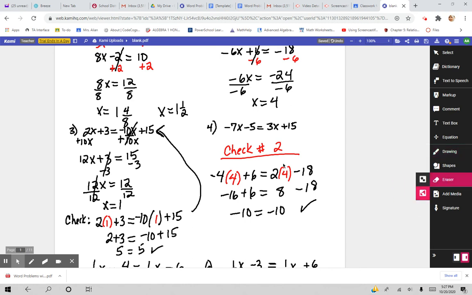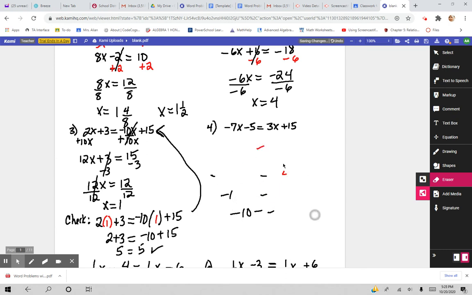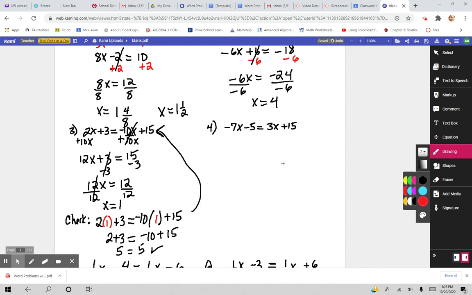Okay, and I'm going to go ahead and erase this because this doesn't belong here. So I can solve number 4. Okay, so let's get all of our x's on one side. So let's subtract out 3x from both sides so we can get all of our x's on one side. So now this is gone. So I have negative 10x, because you're combining these together. Negative 7x plus negative 3x is negative 10x minus 5 equals 15.